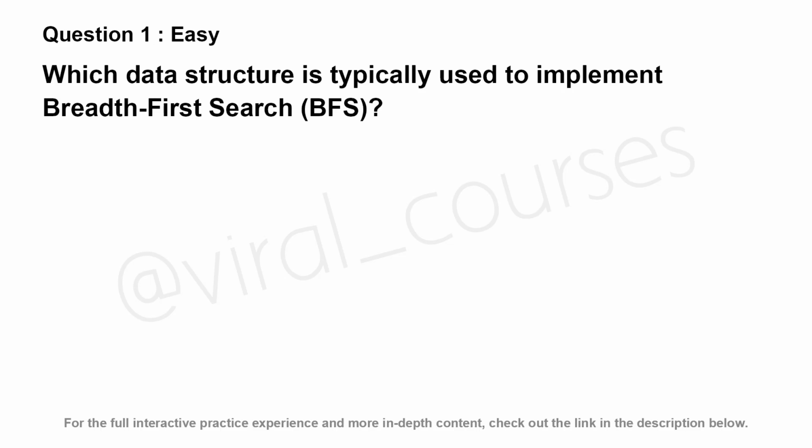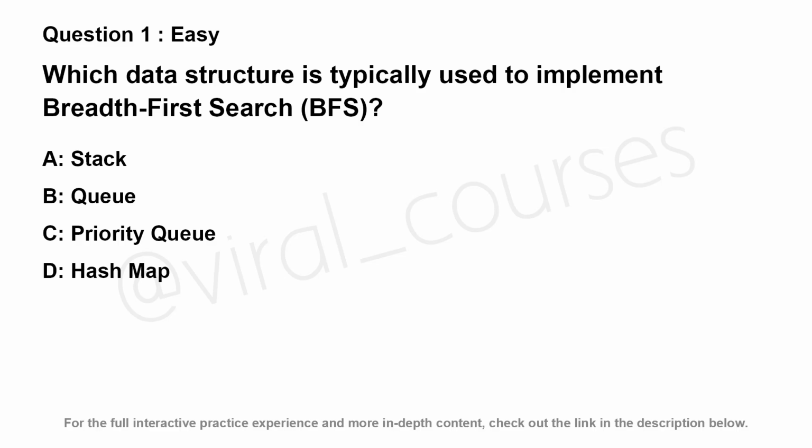Which data structure is typically used to implement breadth-first search, BFS? Option A, stack. Option B, queue. Option C, priority queue. Option D, hash map.